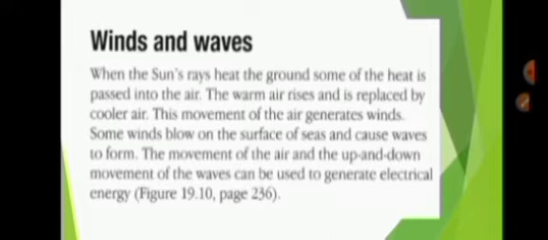Winds and waves. When the sun's rays heat the ground, some of the heat is passed into the air. The warm air rises and is replaced by cooler air. This movement of air generates wind. Some wind blows on the surface of seas and causes waves to form. The movement of air and the up and down movement of the waves can be used to generate electrical energy.